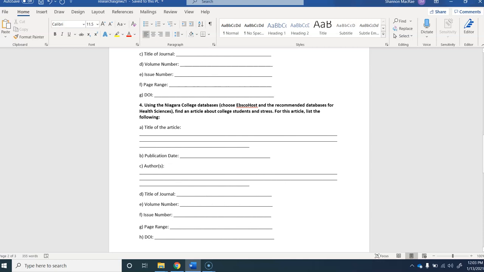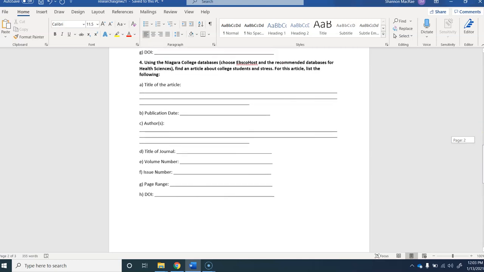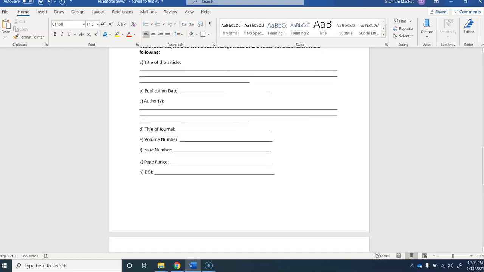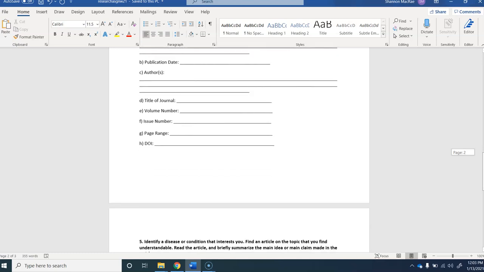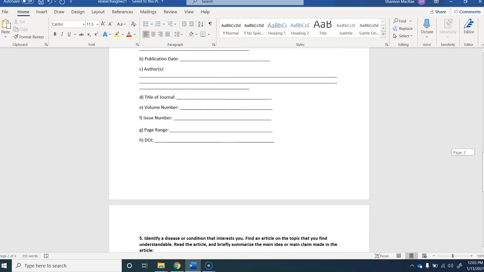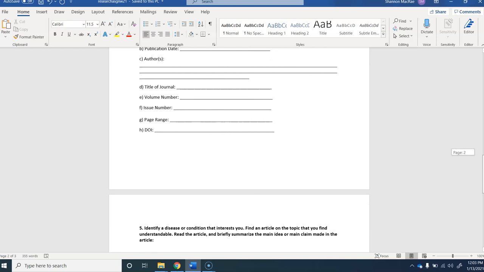For any article that you find, I'm going to get you to give me the title of the article, the publication date, the author or authors' names, the title of the journal, the source, the volume number, the issue number, the page range, and if there is a DOI, please indicate it. If there is no DOI, just write in NA or no DOI.